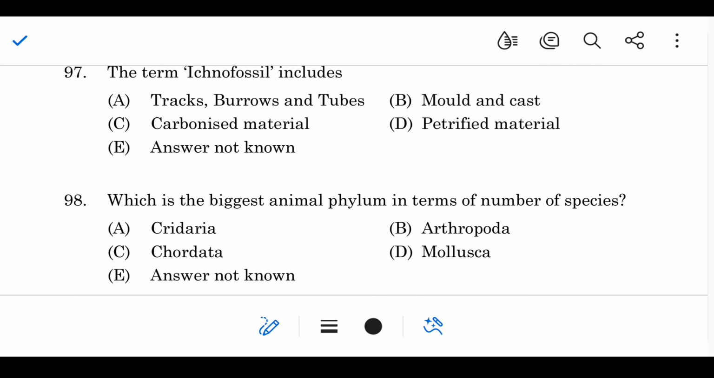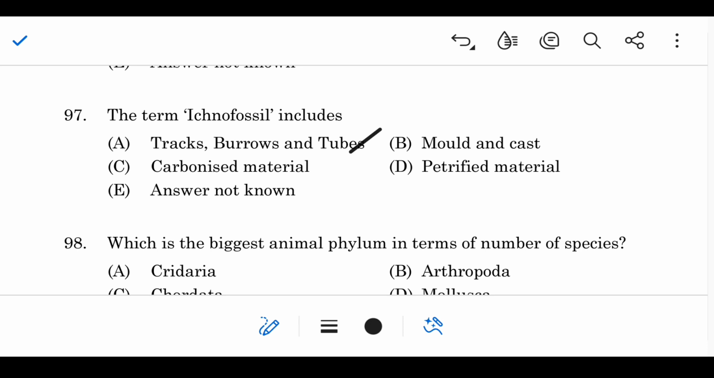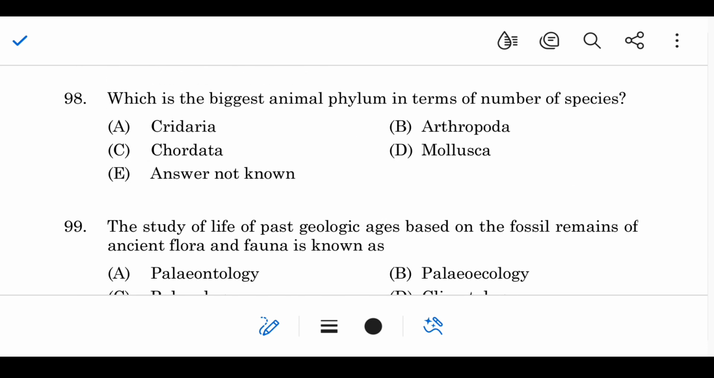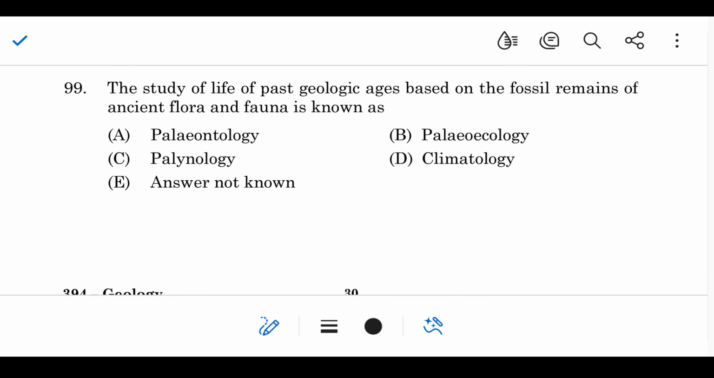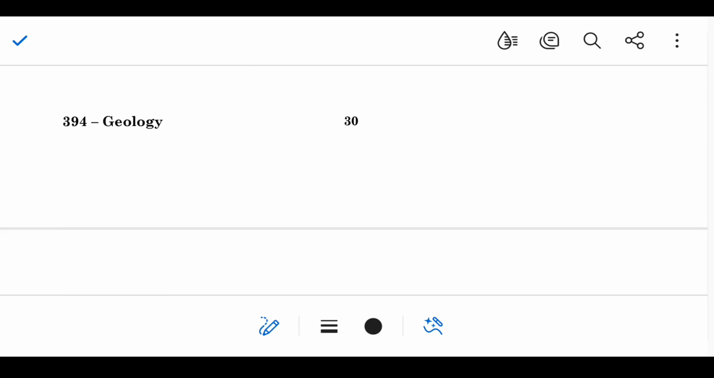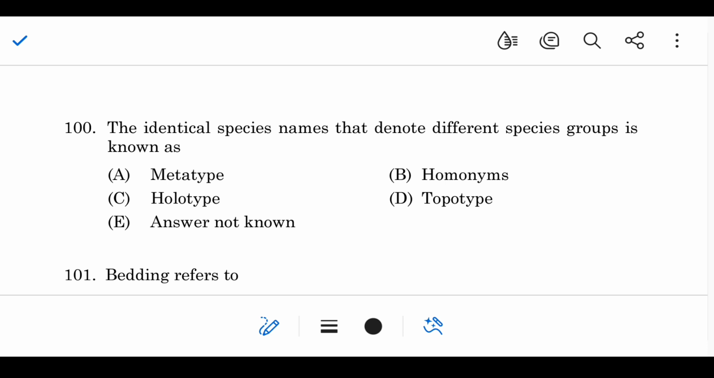The term ichnofossil includes tracks, burrows and tubes. Which is the biggest animal phylum in terms of number of species? It is arthropods. The study of life of the earlier geological ages based on fossil remains of ancient flora and fauna is known as paleontology. The ideal species names that denote different species groups are known as homonyms.